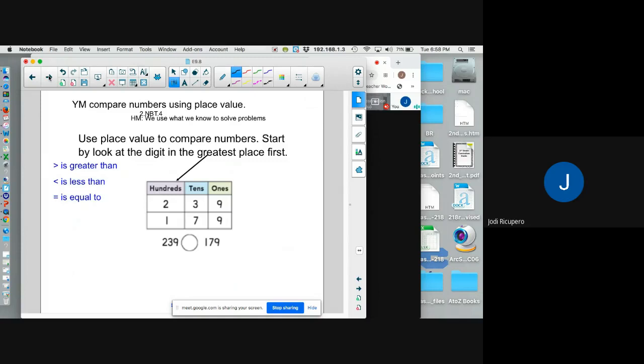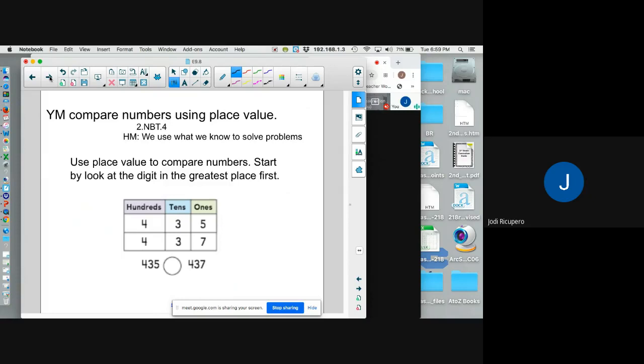Use place value to compare numbers. Start by looking at the digit in the greatest place. Look at the symbols: greater than, less than, equal to. So now let's compare these two numbers. 239, is it greater than, less than, or equal to 179? If you said greater, you're correct. See the number pointing to the other number and saying, na na na na na na.